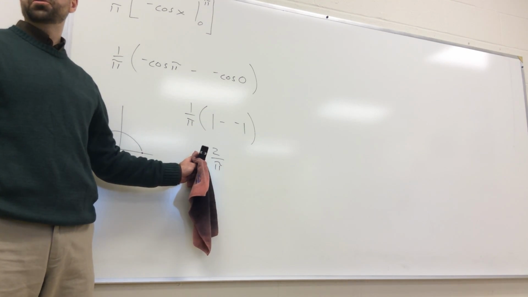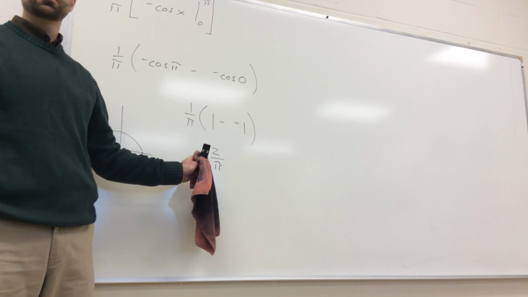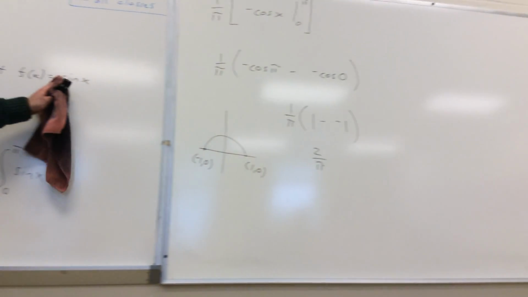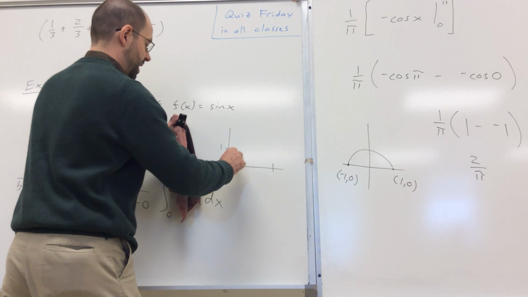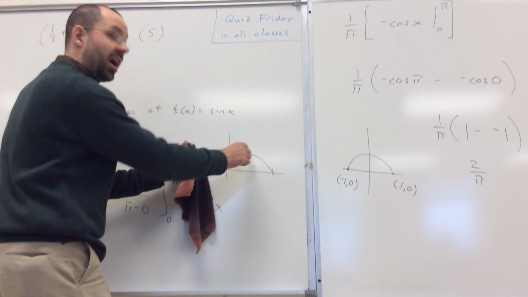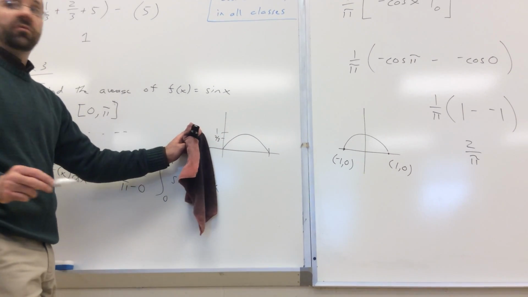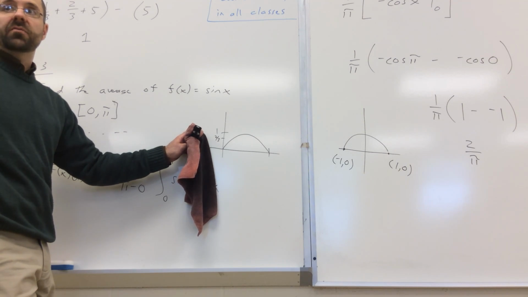Pi is kind of close to 3, right? So that's about 2/3. So that means if we graphed the sine of x from 0 to pi, the average height would be around 2/3. Does it look feasible that the average height, that's what that means. Find the average means find the average height.